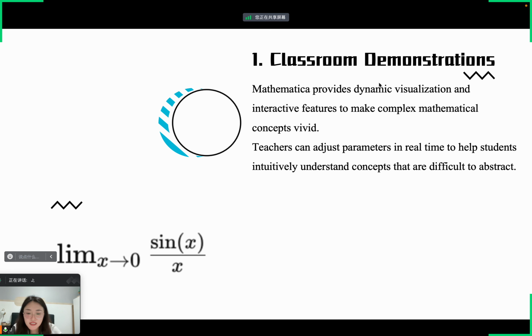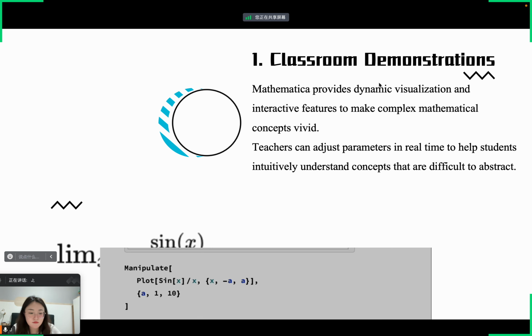First, Mathematica can make abstract concepts visible and tangible in the classroom. For example, we can demonstrate this when we are learning about limits.